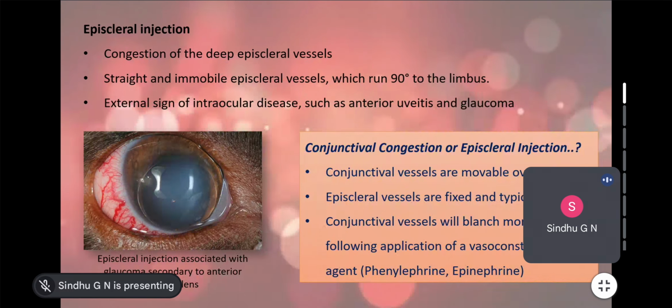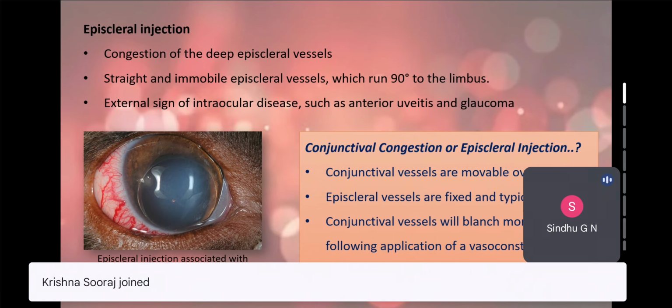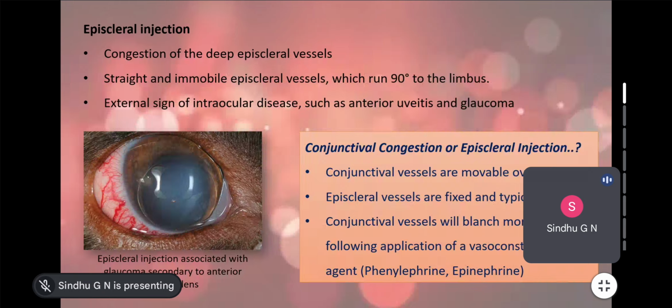Episcleral congestion is the congestion of deep episcleral vessels. Episcleral vessels will be straight and immobile, which run 90 degrees to the limbus. So if you see these ones, these straight ones are the episcleral vessels and the branched ones are the conjunctival blood vessels. Branched ones will be mobile also. If you move the eyelid over the eyeball, these conjunctival vessels will move, but episcleral vessels will not move. That's how we differentiate scleral congestion and conjunctival congestion.